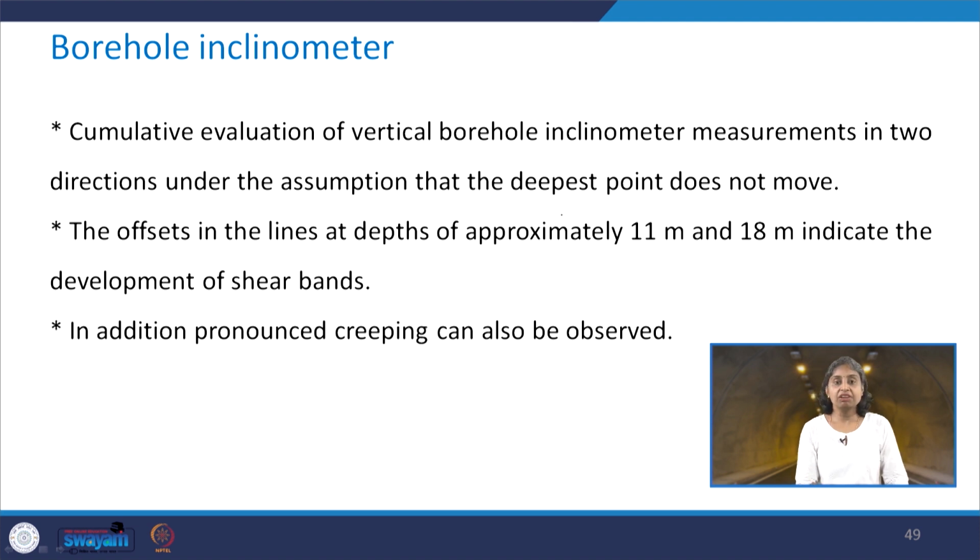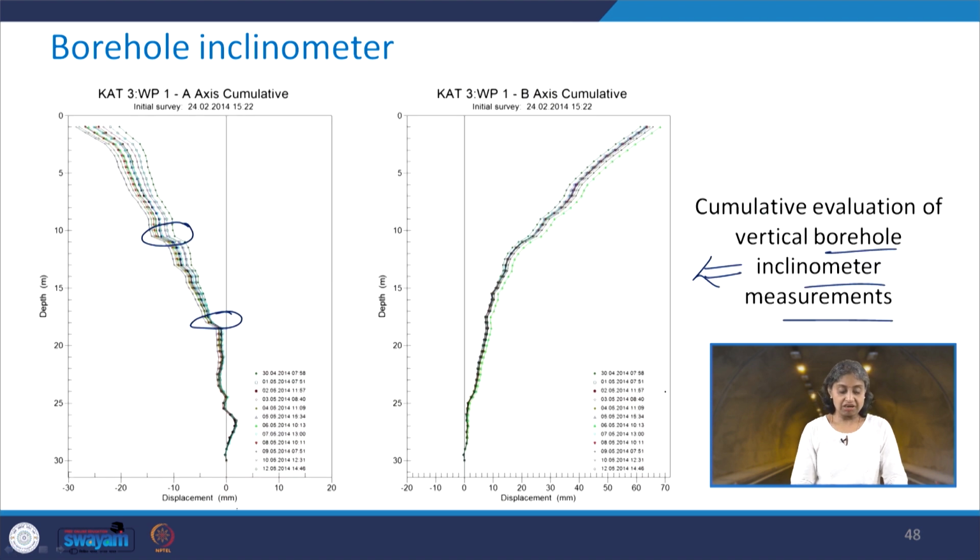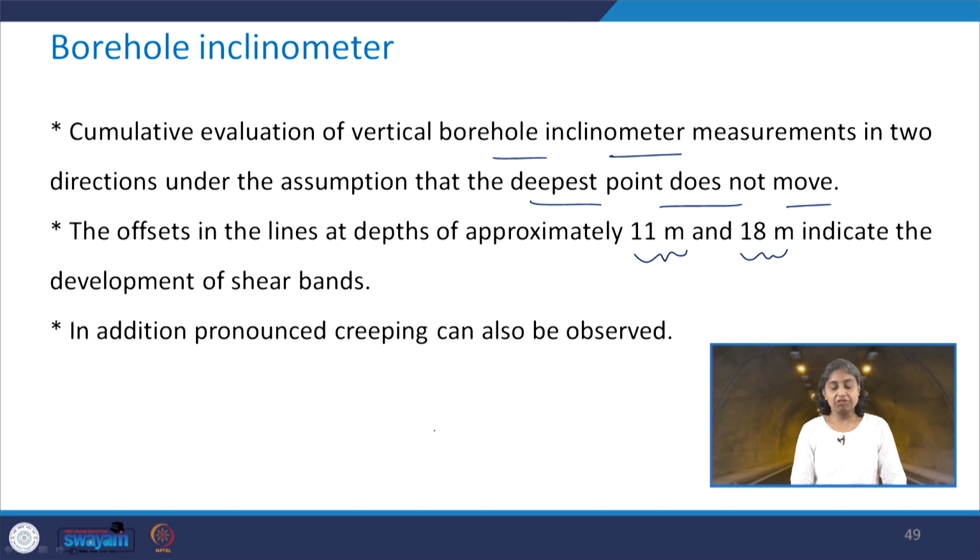This is the cumulative evaluation of vertical borehole inclinometer measurements in two directions under the assumption that the deepest point will not move. The offset in the line is at a depth of approximately 11 meters and 18 meters. Take a look at this figure again. Here you see the offset is there, and in this case also the offset is there. So this indicates the development of shear bands. In addition, we can also observe pronounced creeping with the help of the borehole inclinometer.